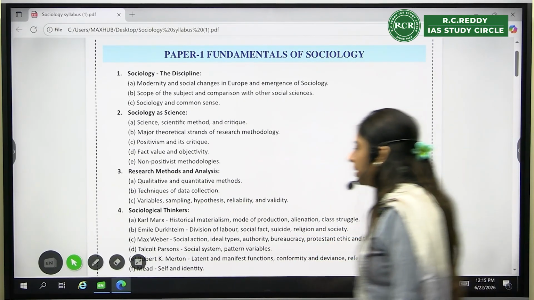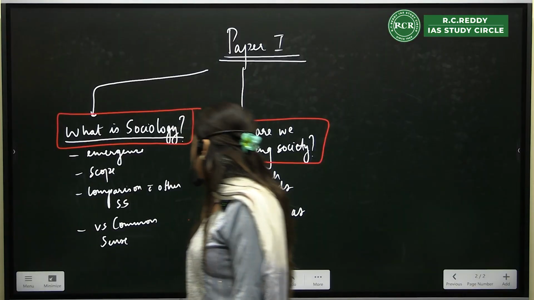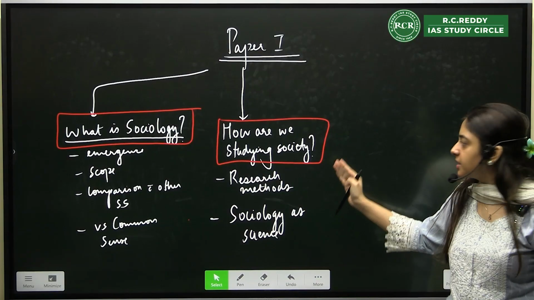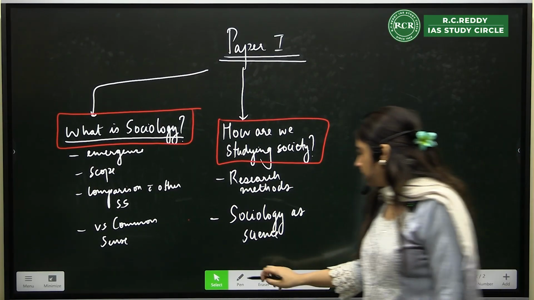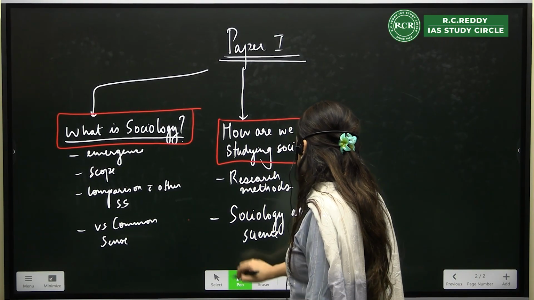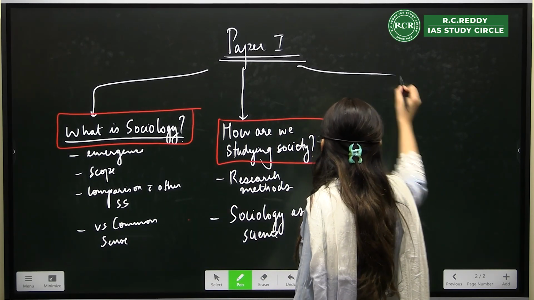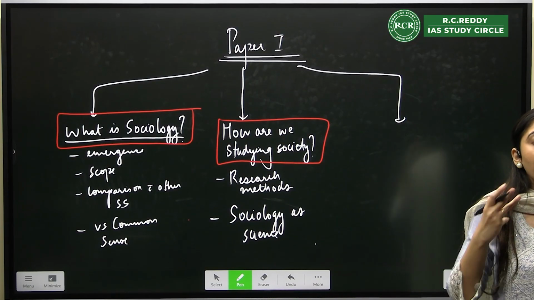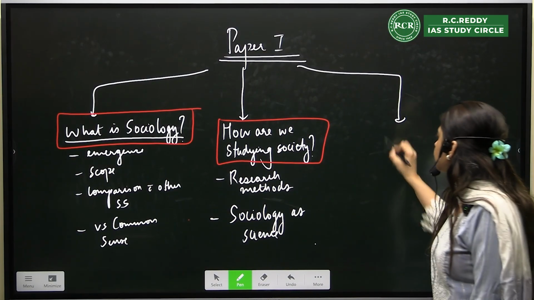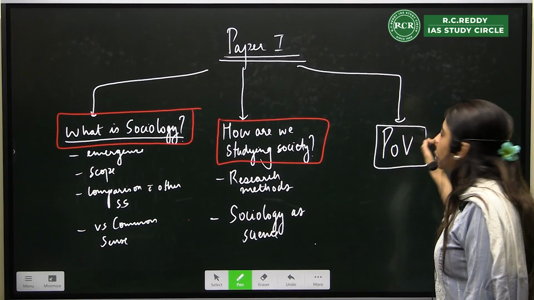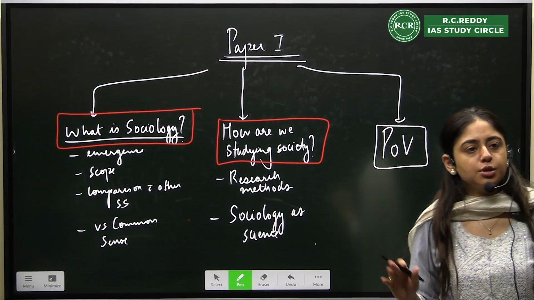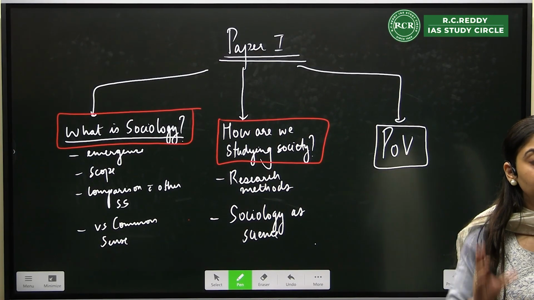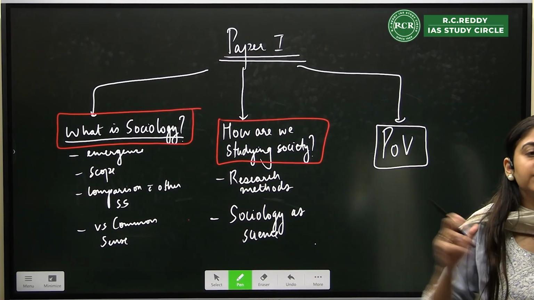right? Now, the most important part of your syllabus. First, we will be studying what is sociology. Then the other part of the syllabus is how we are studying society. The third part of the syllabus is the point of view, from which point of view you are studying society. You can write this down for your understanding. This will make a lot of sense once the entire syllabus is done or once paper one is done. You'll know the placement of things, you'll know the order of things.